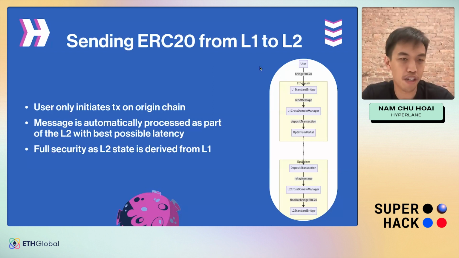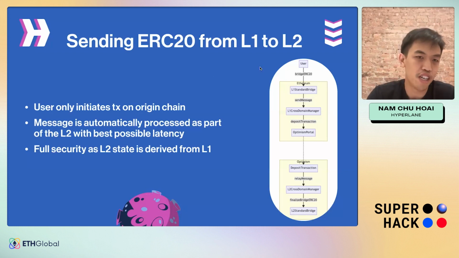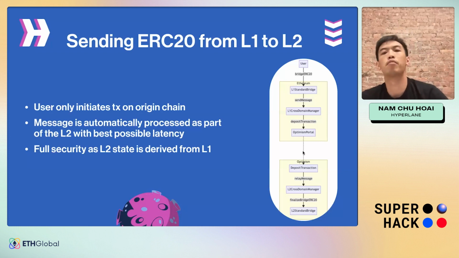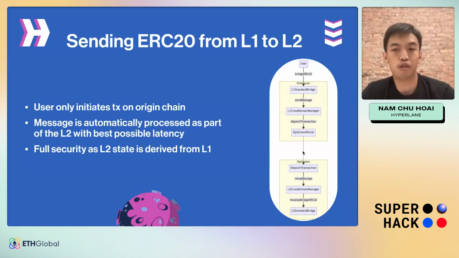And so this actually is pretty nice, right? The user initiates only a single transaction on the origin chain, and the message is automatically processed as part of the rolling up over L1 state. And so you have full security, right? There are no additional trust assumptions beyond just the normal rollup trust assumptions that you have.